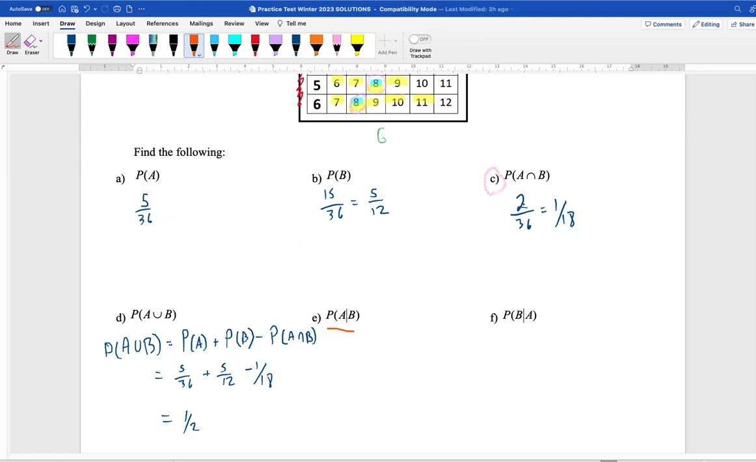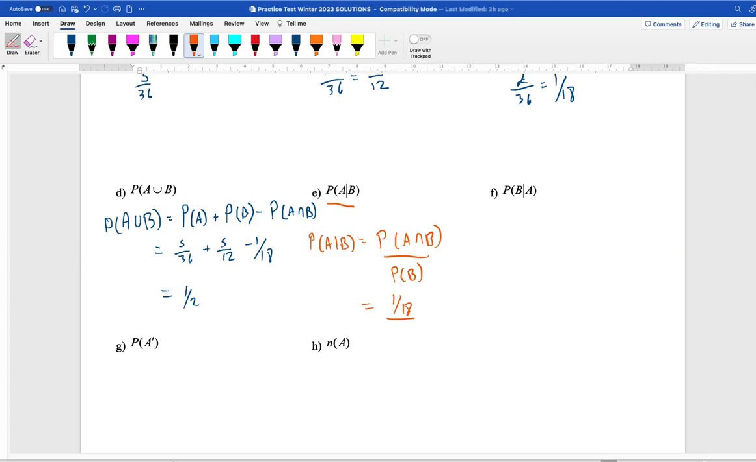Do this one orange. My given formula: probability of A given B equals the probability of A and B divided by the probability of B, which equals A and B is 1 over 18 divided by probability of B as 5 over 12, which equals 2 over 15.